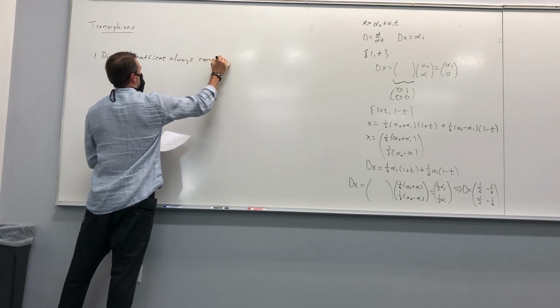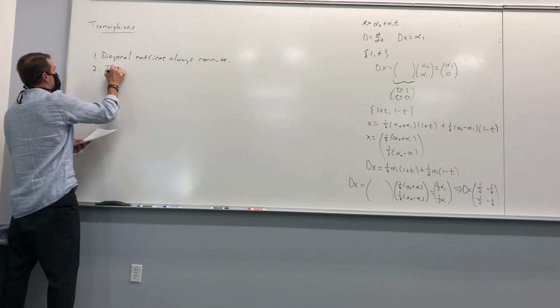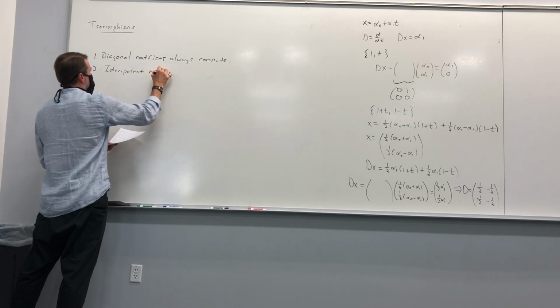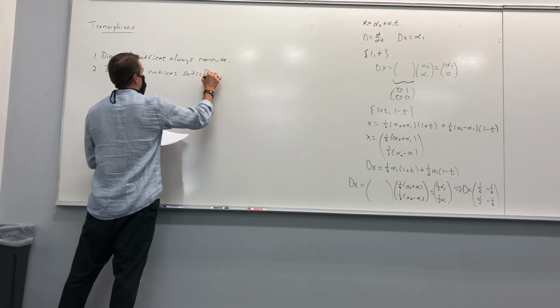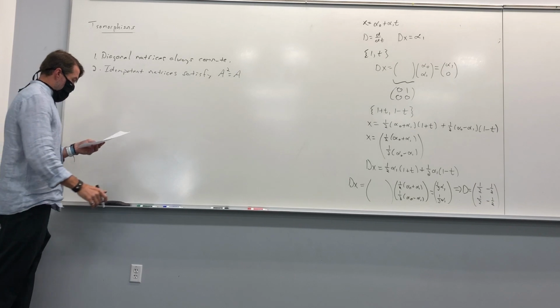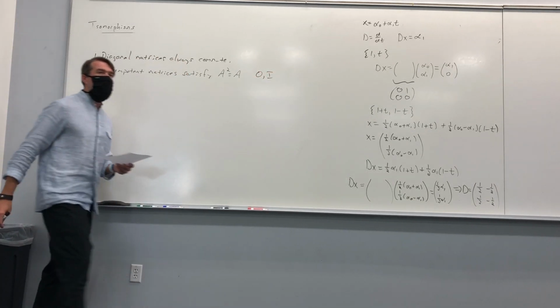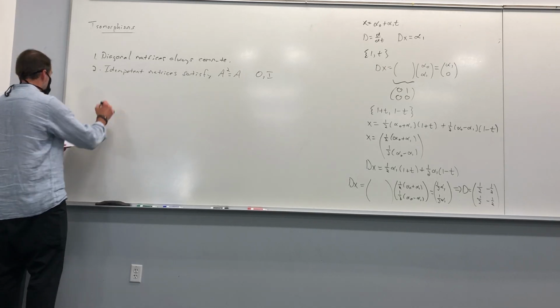Okay, I'm writing some really obvious stuff. Idempotent matrices satisfy A squared equals A. And this includes 0 and I as examples. 0 times 0 is 0, I times I is I. Okay?